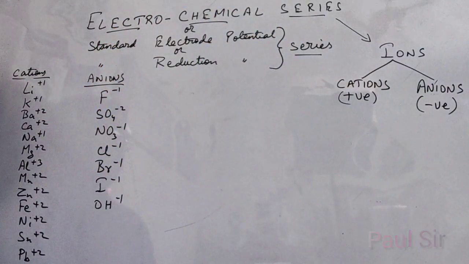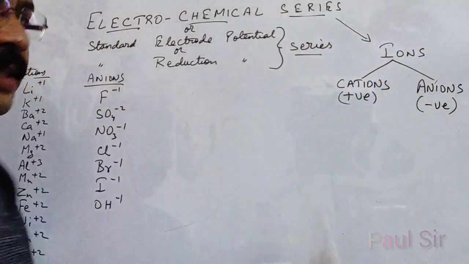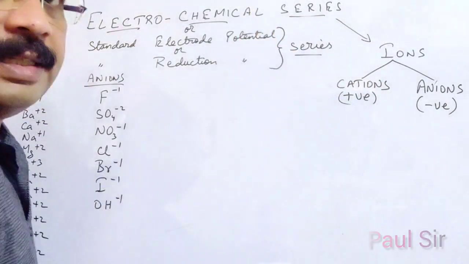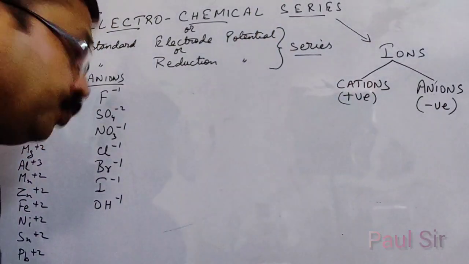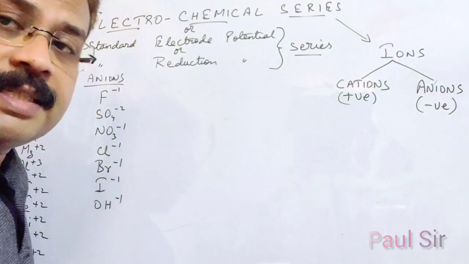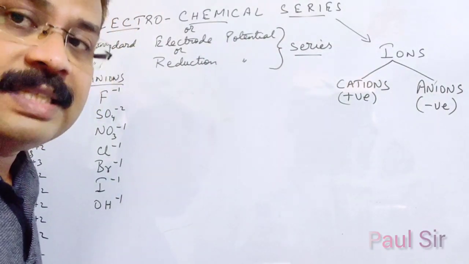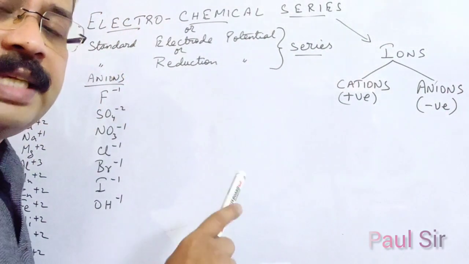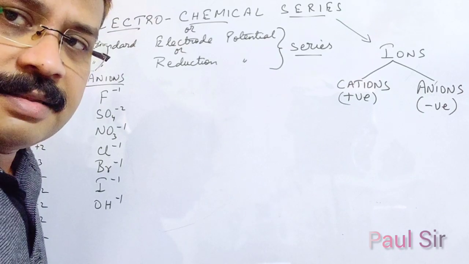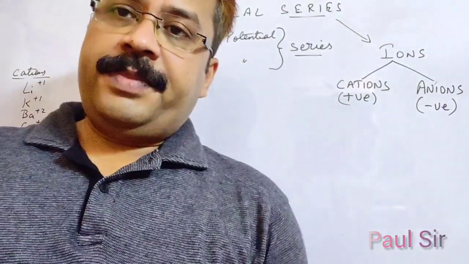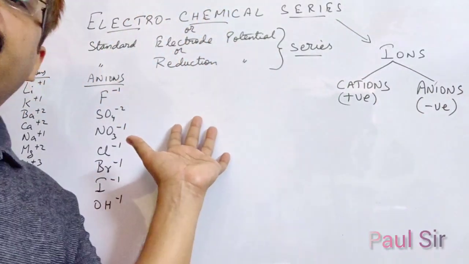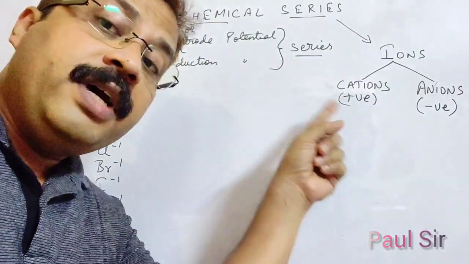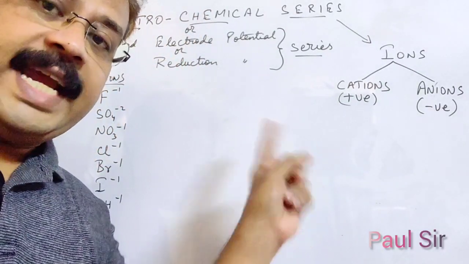Electrochemical series. It is actually a series of ions, or we can say a series of cations and anions. Like in junior classes, like in your class 8 and class 9, you have studied the metal activity series, which in senior classes also we have. But over there we have seen the reactivity of metals or the reactivity of non-metals. But this electrochemical series is actually a series of charged particles, cations and anions.